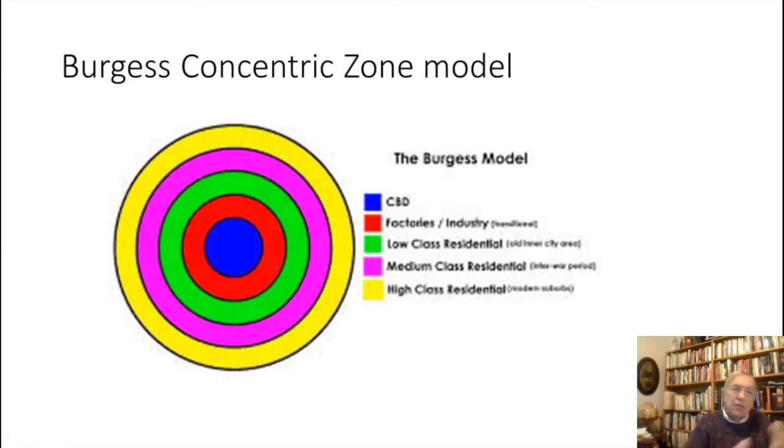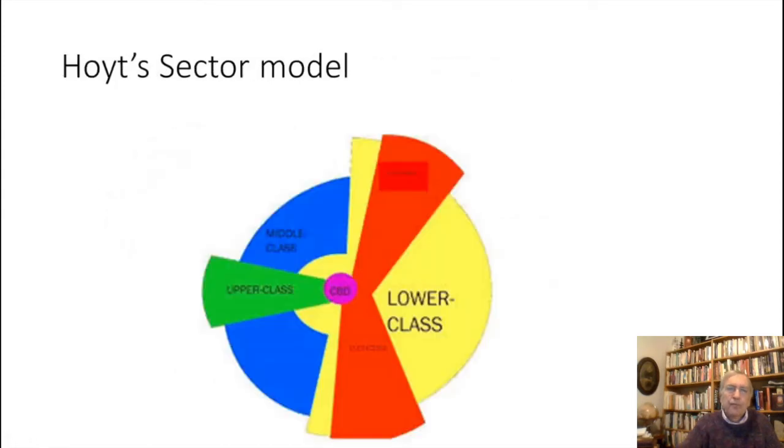Whereas you have almost no, a very tiny lot. You don't even have a quarter acre. If you're in here, all you've got is an apartment, perhaps, or maybe a house on an eighth of an acre or something like that. That was the Burgess model. This was Hoyt's sector model.